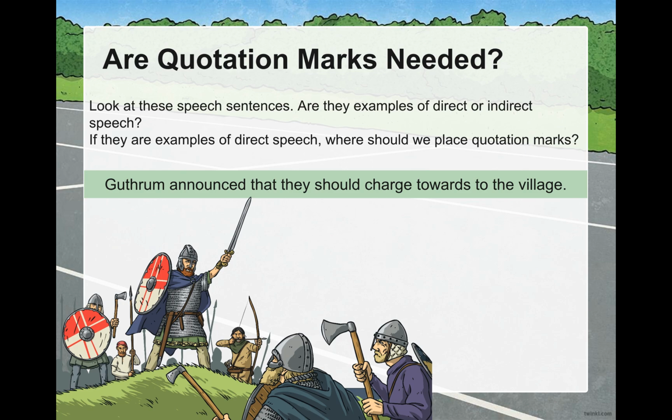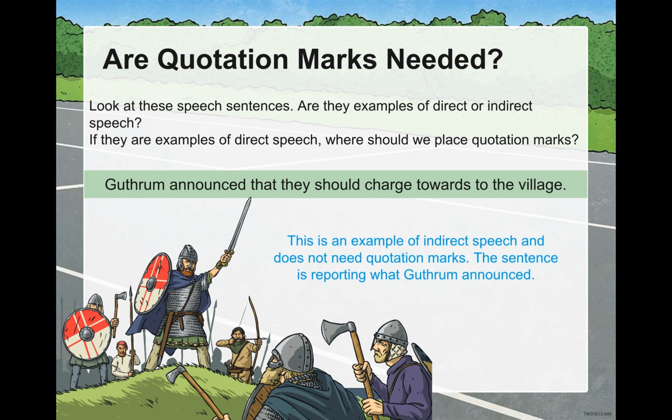Guthrum announced that they should charge towards the village. Okay, now the key word we're looking at here is they. That they should charge towards the village. If I'm including myself in this example, I'd say we should charge towards the village. So this, when it says they, it's indirect speech. It does not need quotation marks.